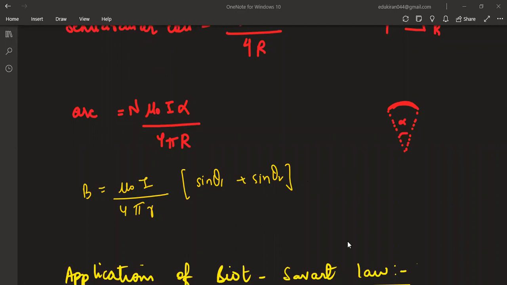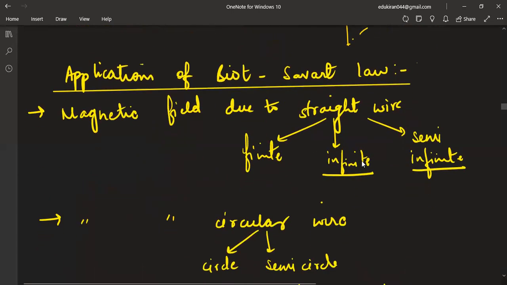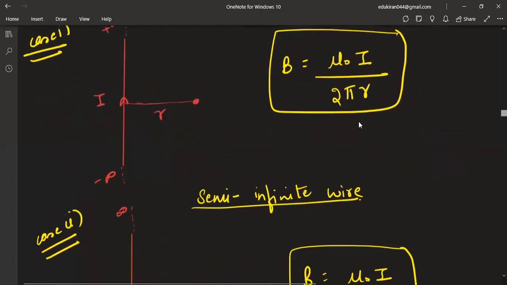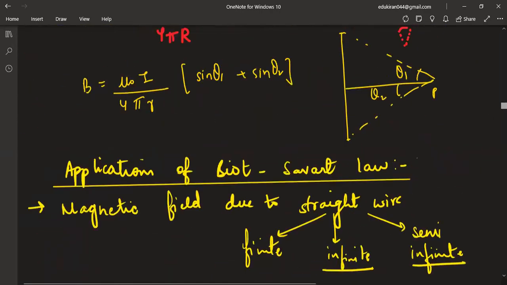Now what are sine theta 1 and sine theta 2? Suppose this is the point, and this is the finite wire, which is just the length of the wire you have. It will subtend a certain angle theta 1 here, and a certain angle theta 2 here. Now let us see how the infinite wire equation is obtained from this.